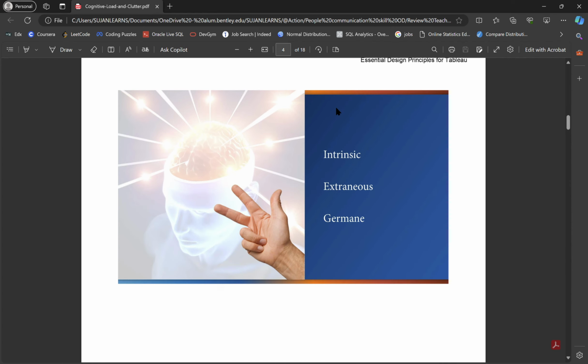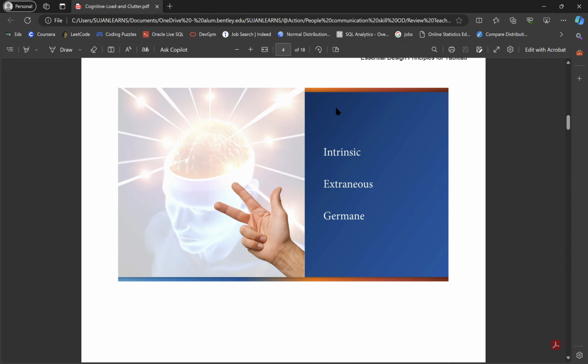Now, there are three types of cognitive load that are widely accepted. One is intrinsic, second is extraneous, and third is germane. These are the three types of cognitive load we'll come across in our daily life. So let's define what intrinsic cognitive load is. Can anybody tell me what intrinsic cognitive load is?